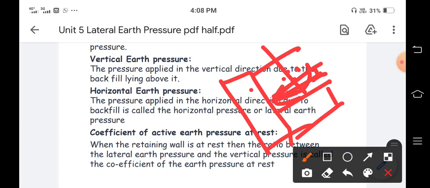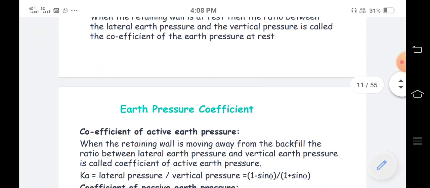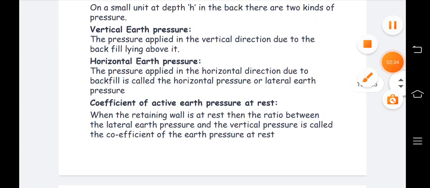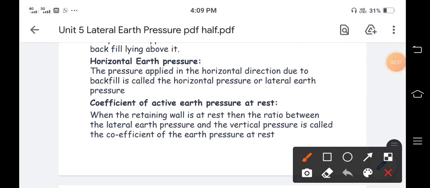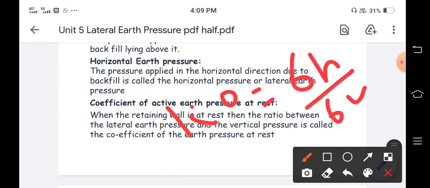Depending upon that, we can calculate the various coefficients: the coefficient of earth pressure at rest, the coefficient of active earth pressure, and the coefficient of passive earth pressure. It is not active earth pressure, it is the coefficient of earth pressure at rest. K0, the coefficient of earth pressure at rest, is the ratio of lateral earth pressure to vertical pressure. So K0 is equal to sigma h, the lateral earth pressure, over sigma v, the vertical earth pressure due to the backfill.